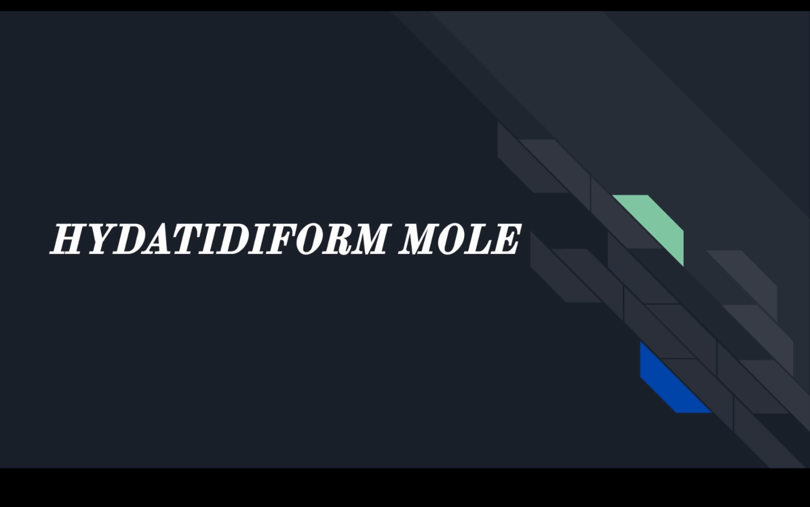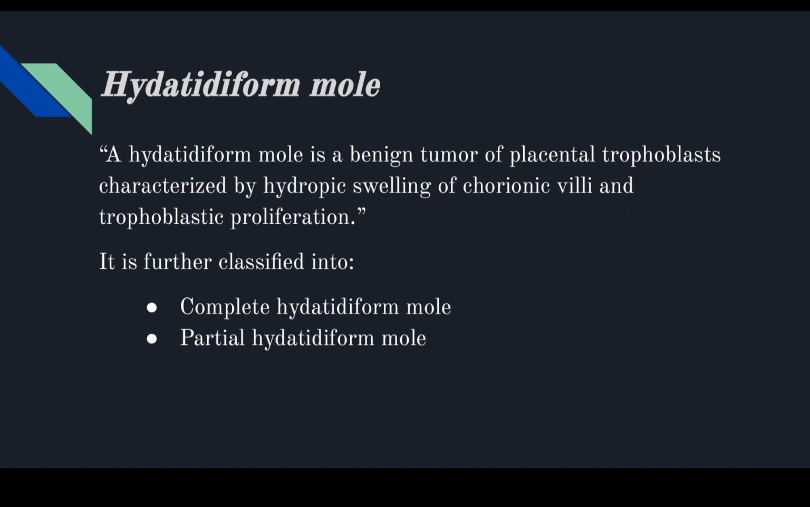Next, we will discuss each type of gestational trophoblastic disease. First, we will discuss hydatidiform mole under definition and pathology. A hydatidiform mole is a benign tumor of placental trophoblast characterized by hydropic swelling of chorionic villi and trophoblastic proliferation. It means it is a benign tumor which originates from the placental trophoblast cells and has hydropic swelling of chorionic villi, and hydatidiform mole is further classified into complete hydatidiform mole and partial hydatidiform mole.